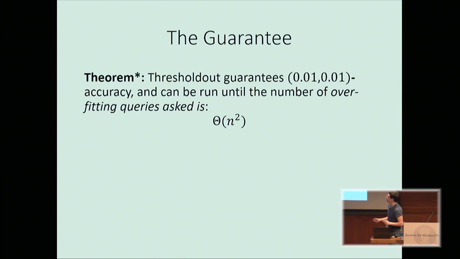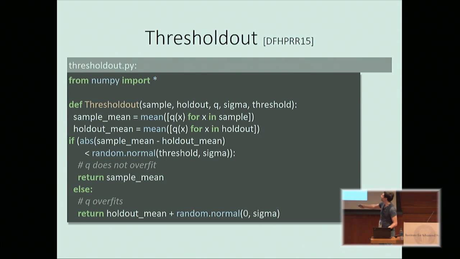However, occasionally you will ask queries, and you can keep asking queries for a long time so long as you haven't actually overfit the training set. So long as this algorithm, whenever you ask a query, is answering it in the first manner, by telling you the value on the training set. Occasionally you will ask a query that actually does overfit the training set, forcing this algorithm to release information about the holdout set, to release the answer on the holdout set with Gaussian noise.